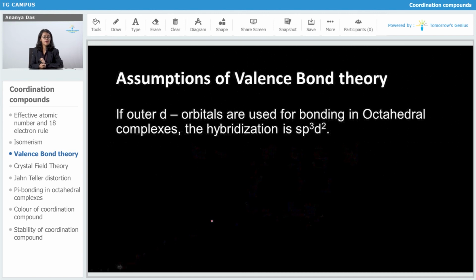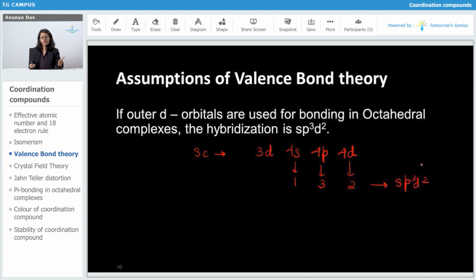Similarly, if outer d orbitals are used and we get an octahedral complex, the hybridization will be sp3d2. Again, if we take the example of scandium or any other d block element in the 4th period, that's 3d, 4s, 4p and 4d. In this case, if you use one s orbital, three p orbitals and two orbitals of 4d, then your hybridization is going to be sp3d2. So that is how d2sp3 and sp3d2 are different. In d2sp3, inner d orbitals are used. In sp3d2, outer d orbitals are used.